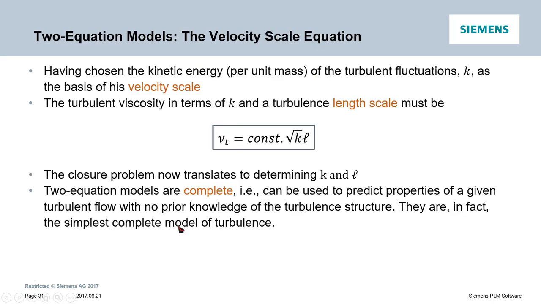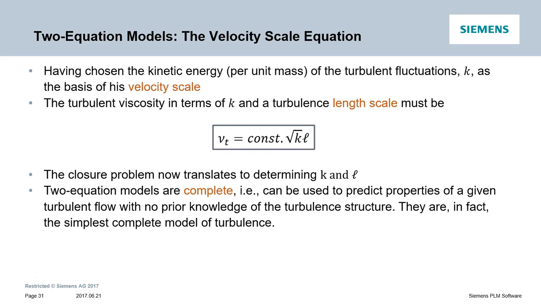So once we have decided that we are going to use turbulent kinetic energy as the basis of our velocity scale, we can express our eddy viscosity in terms of turbulent kinetic energy and a length scale. And now the closure problem has been shifted to determining k and L.